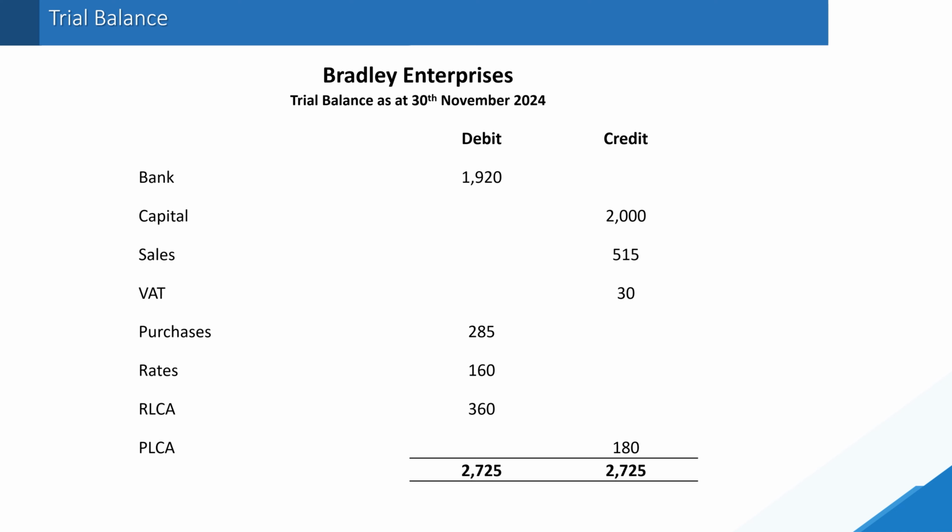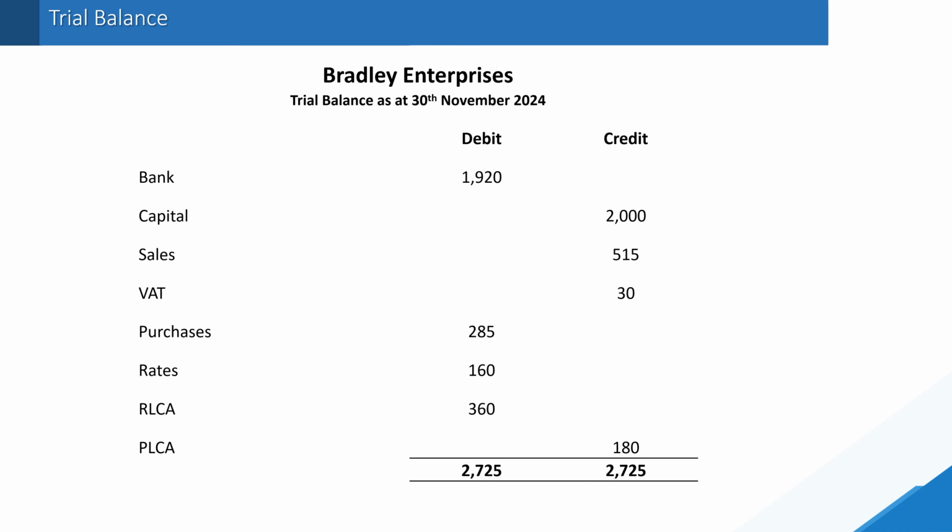At the end of a period, and that could be a monthly or a yearly period, a business will produce a trial balance. You can see this business is called Bradley Enterprises, and the trial balance is given as at the 30th of November 2024. Instantly, our eyes are drawn towards the bottom of this trial balance to make sure our two amounts agree, and they do. And as previously said, this is proof that double entry during the period has taken place. It proves double entry has taken place. What it doesn't prove is that the right double entry has taken place.